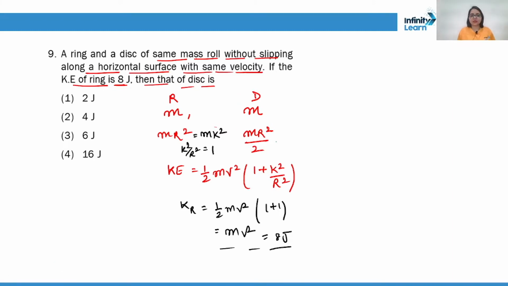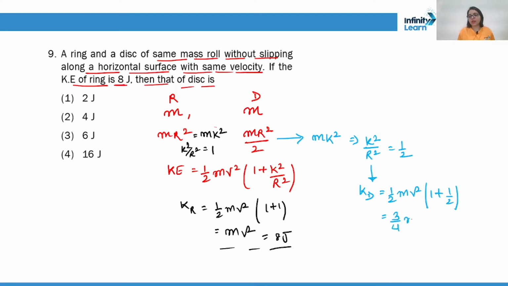Now in the next statement we have the disk. If you equate it to mk square, then k square upon r square will be 1 by 2. So kinetic energy of the disk, Kd, will be half mv square into 1 plus 1 by 2, which is 3 by 4 mv square. But the value of mv square is 8 joule. So it will be 3 by 4 into 8, which is equal to 6 joule. So kinetic energy of the disk is 6 joule, which is option 3.